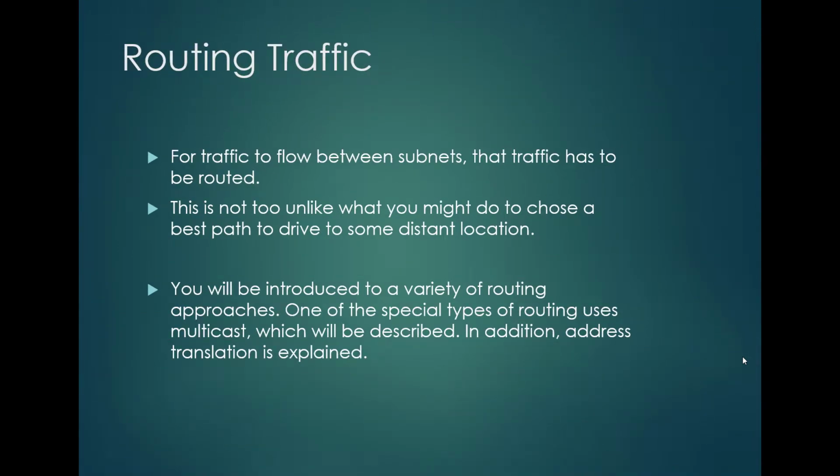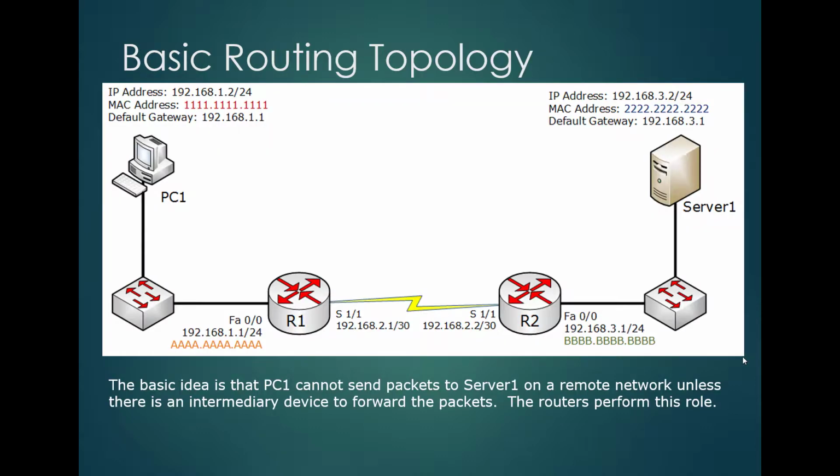So routing traffic, essentially we're flowing traffic between two different networks or multiple networks, trying to figure out the best way to send that data there. The book's going to introduce us to a couple of different routing approaches. We'll see how these all go.